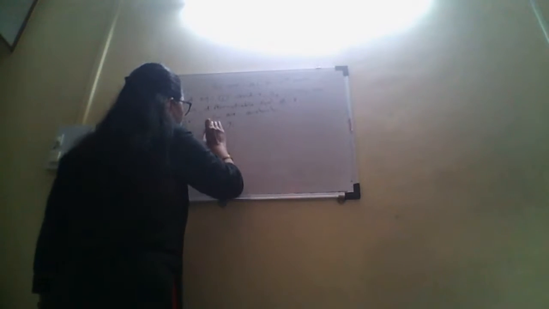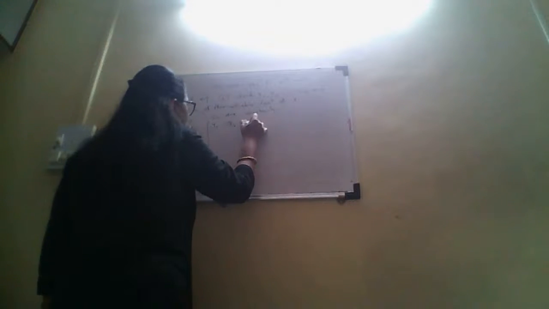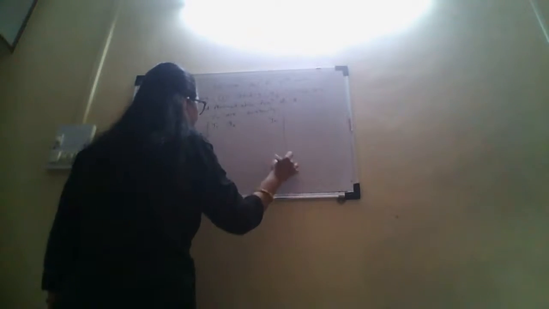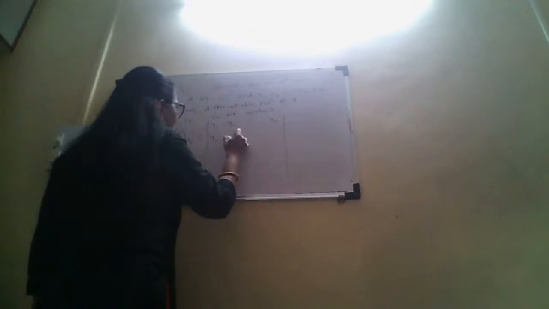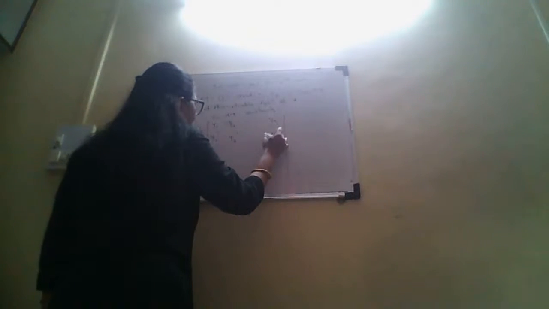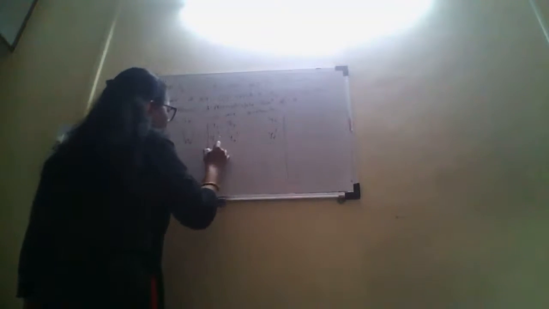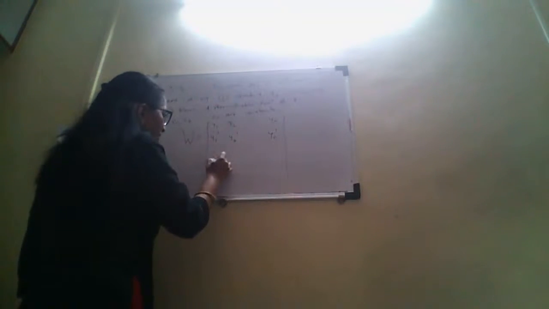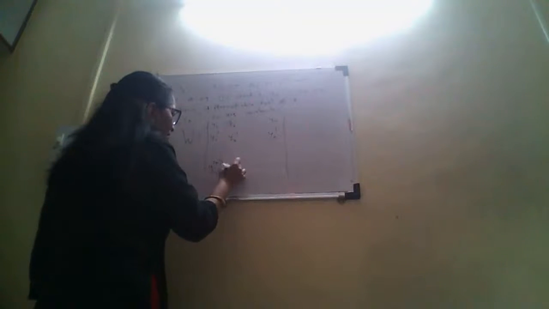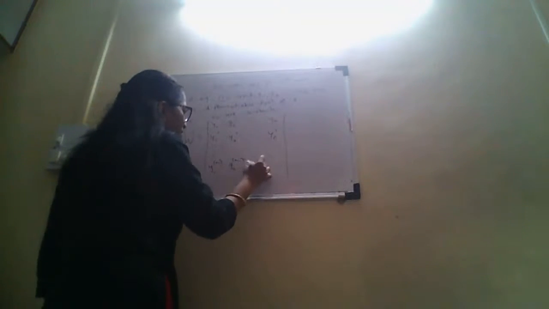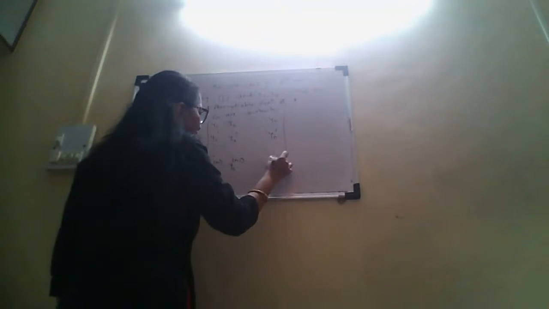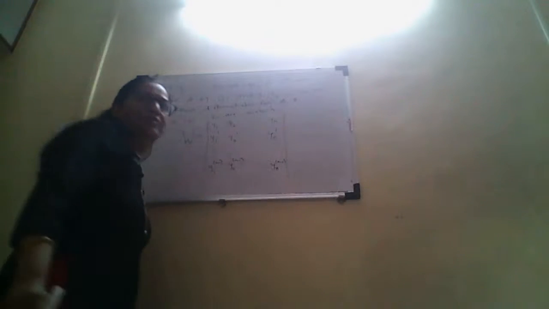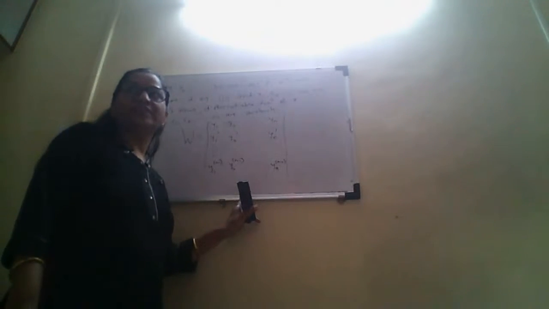The first row is y1, y2 up to yn, then y1 prime, y2 prime up to yn prime, and so on, up to the n minus 1 derivative of y1, the n minus 1 derivative of y2, and of yn. So this determinant is called the Wronskian.